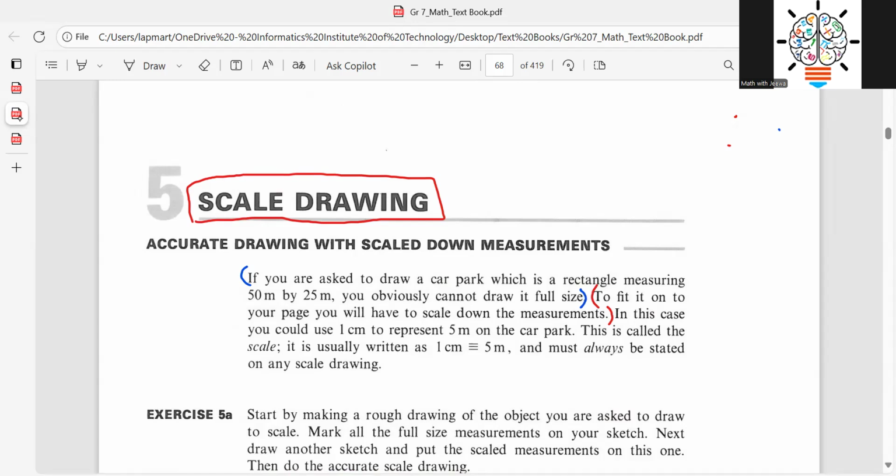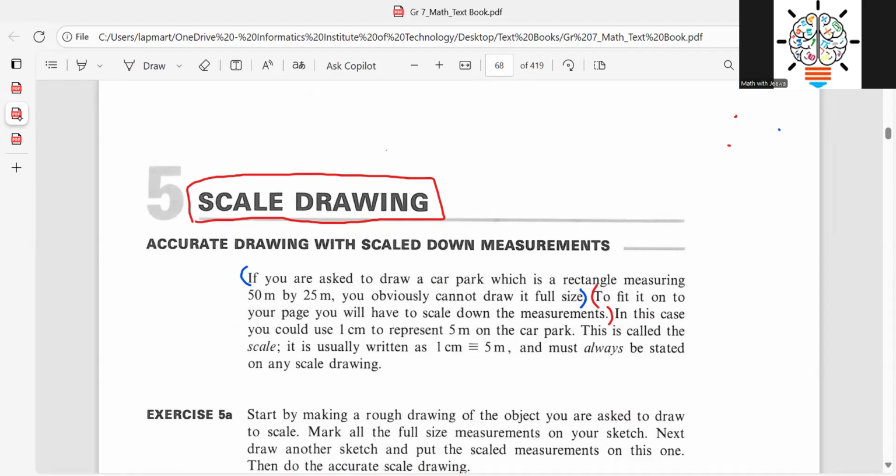So to fit it onto your page, what we have to do, children, is scale down the measurement. That means we'll have to make it smaller, right? So we'll make it smaller. Throughout this session, what we are going to do is take something from the real world and draw the same thing onto our paper, but in a different size. That scaling down, we can't do as we wish. So before we draw it on our paper, we want to have an exact measurement.